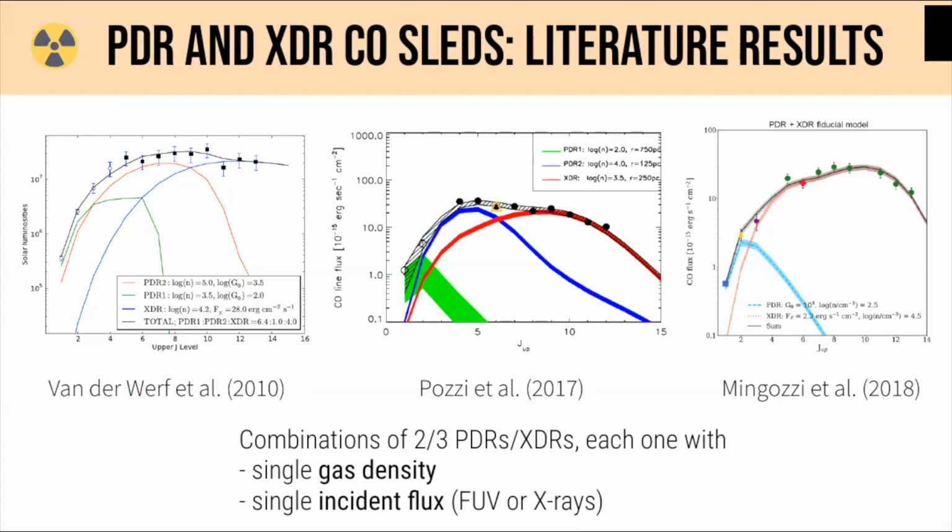This is because from the literature, we know from previous radiative transfer models that the XDR component of the CO SLED is mainly concentrated in the high J region of the CO SLED. These are three works that use single galaxies and try to fit the CO SLED with PDR and XDR models. And XDR is always the component that can fit the high J part, let's say from CO 6 to 5 going upwards. These models are kind of simple. They assume every curve has a single gas density and a single incident flux. I will come back to this later because our new model is trying to improve these simple models.